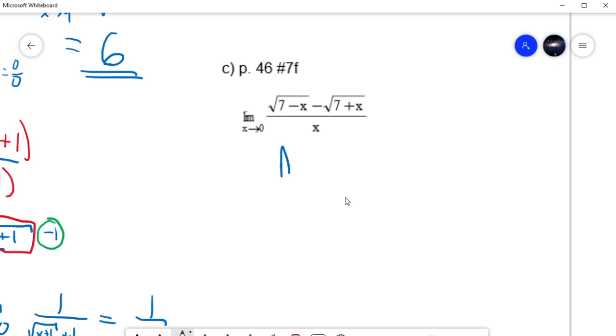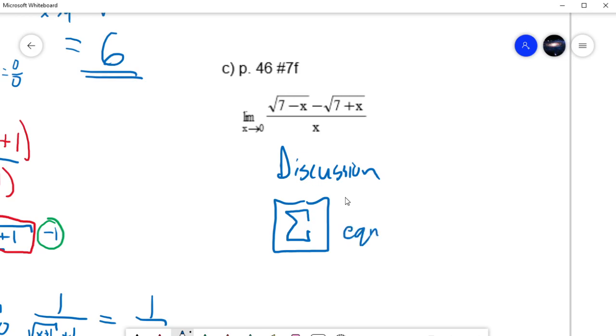I'm going to post this to discussion, so go ahead and do it. It would be good to practice. You can either do it on a piece of paper and upload the picture, or use the equation editor. When you open up a new discussion post, look for the equation editor.